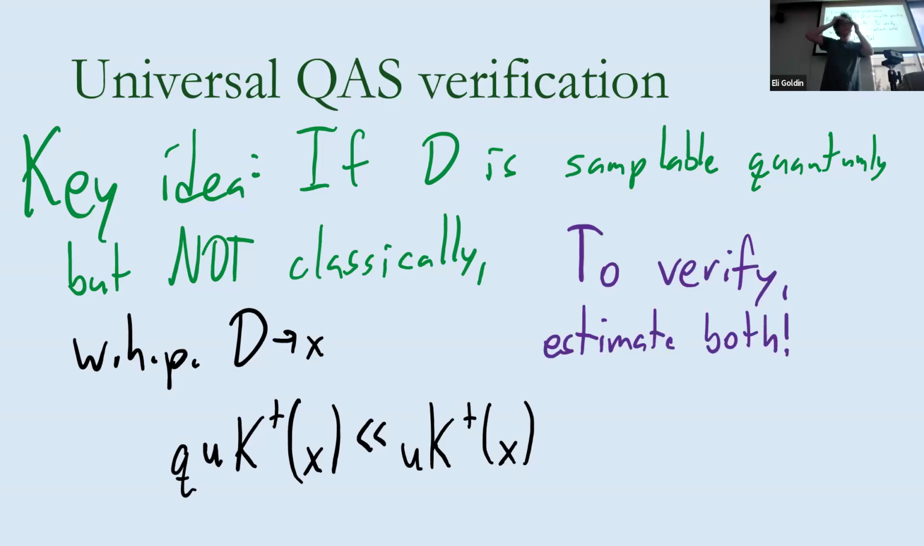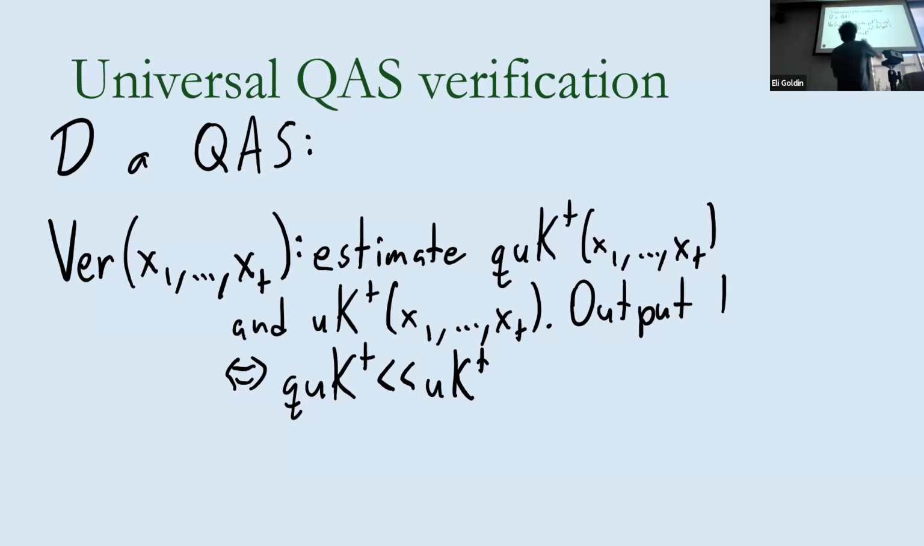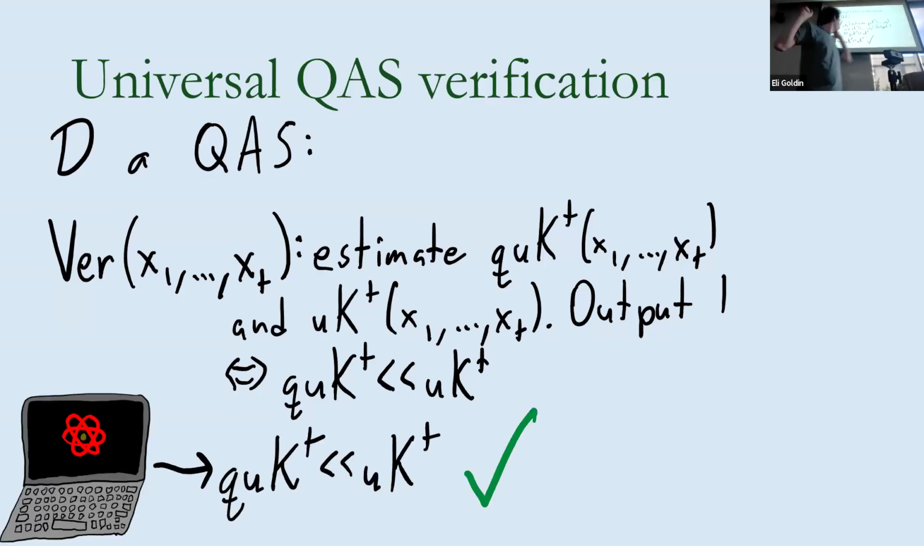And so to verify, we'll just estimate both the quantum Kolmogorov complexity and the classical Kolmogorov complexity and compare them. So our verifier will just estimate QUKT, estimate UKT, compare the two, and output one if and only if the QUKT is much smaller than the UKT. For the QAS, it's going to be the case that QUKT is much less than UKT, so we'll accept. So for any quantum advantage sampler, the verifier will accept.